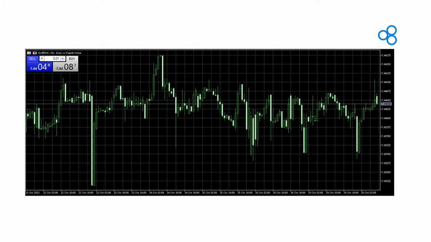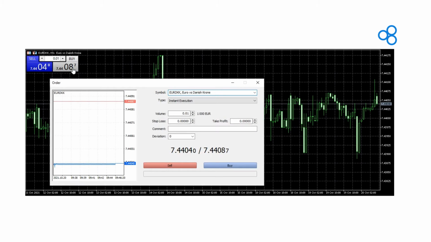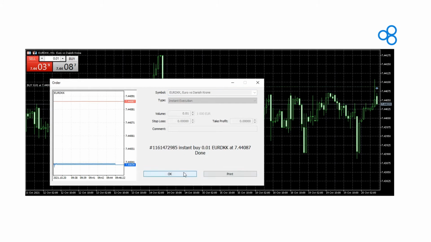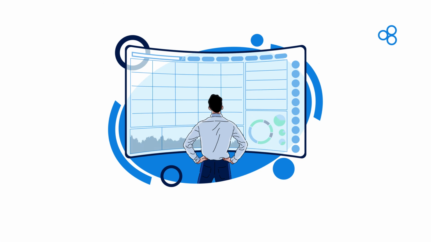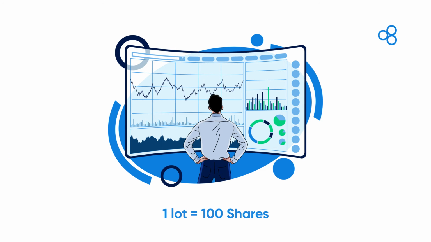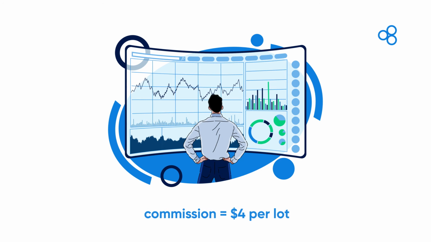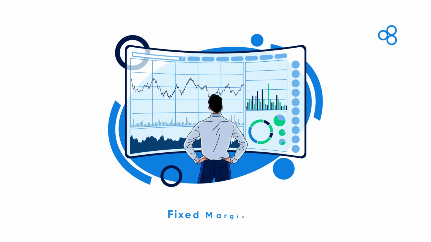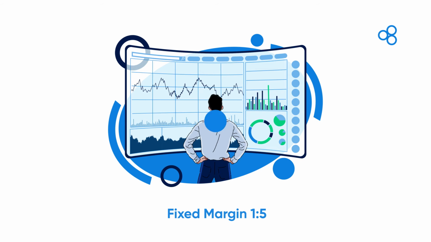Now that you know how to navigate through the products, it's time to place your order. You can access an order box by double-clicking on your chosen share. Alternatively, you can open its chart and click F9. Under Type, choose Market Execution, then fill in all the necessary details to complete your order. Entering a standard lot is equivalent to purchasing or selling 100 shares. The commission charge will be $4 per lot, and the margin is fixed at 1:5.